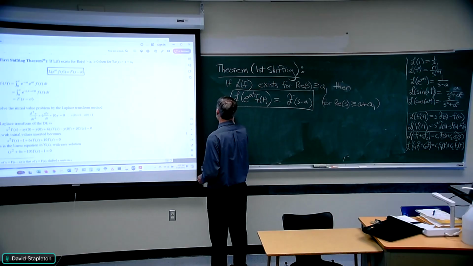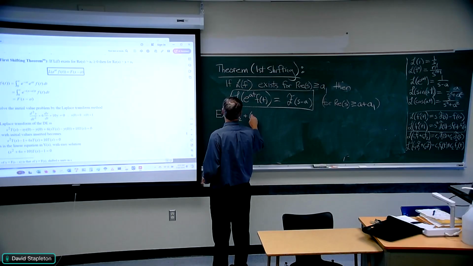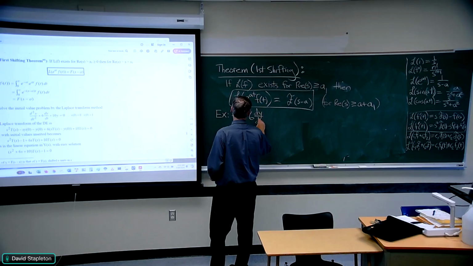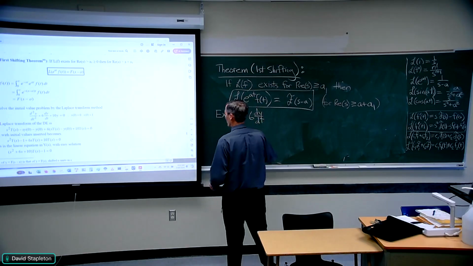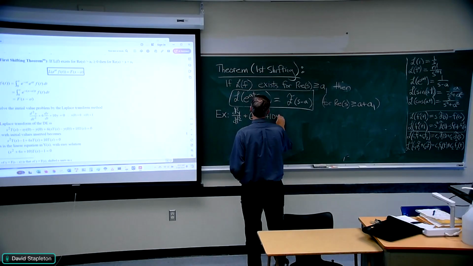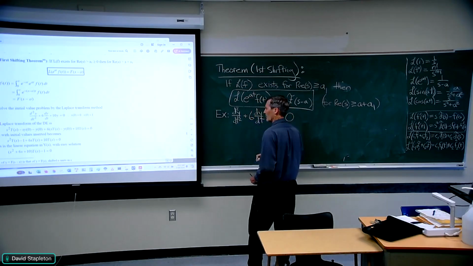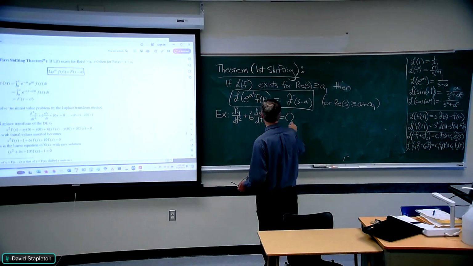Let's look at this example. Suppose I wanted to solve d squared y dt squared plus 6 dy dt plus 10y equals 0. And again, since this is set up for initial value problems, let's put some initial values with it.